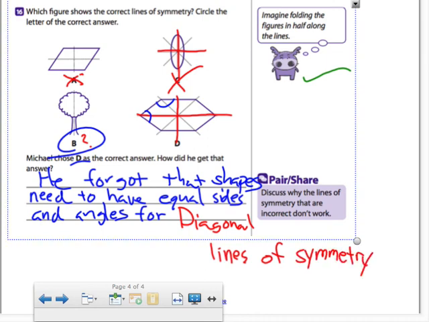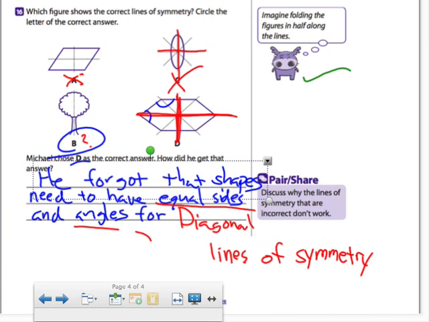The other lines of symmetry are okay, like I told you. The red ones are okay because they're not diagonal. But those other diagonal lines, those aren't going to work unless you have equal sides and equal angles. That's just the way it is.